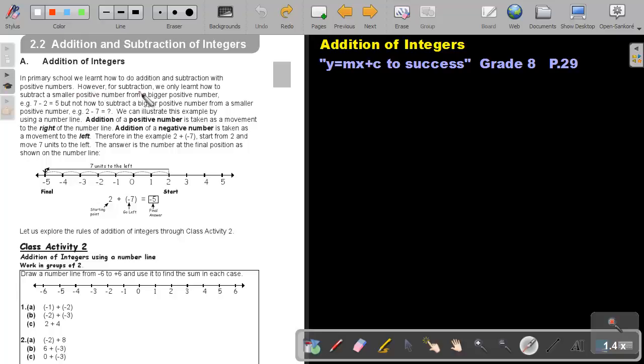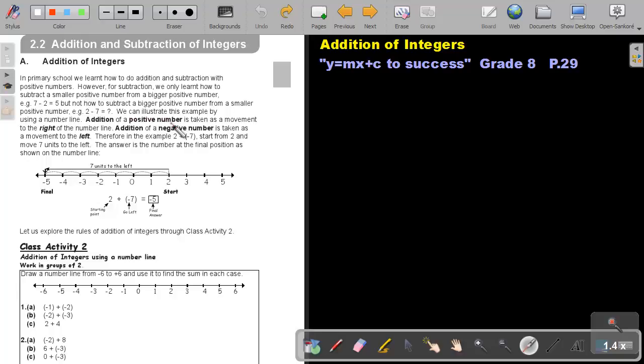However, for subtraction, we only learned how to subtract a smaller positive number from a bigger positive number. For example, 7 minus 2 will be equal to 5, but not how to subtract a bigger positive number from a smaller positive number. For example, 2 minus 7 is what? We can illustrate this example by using a number line.